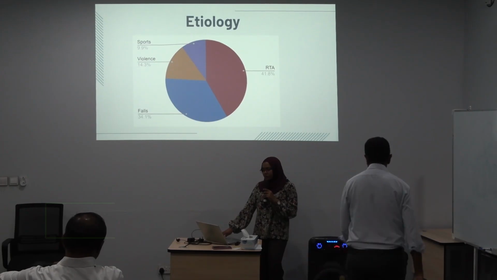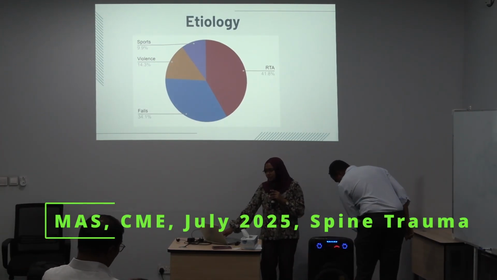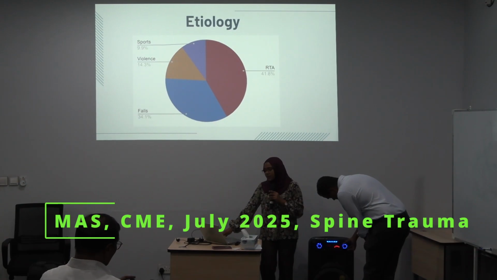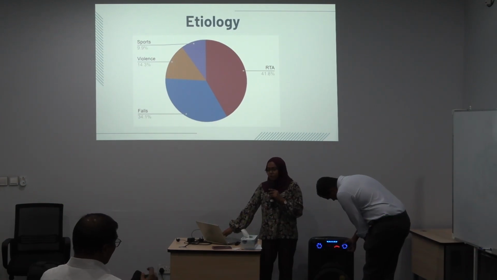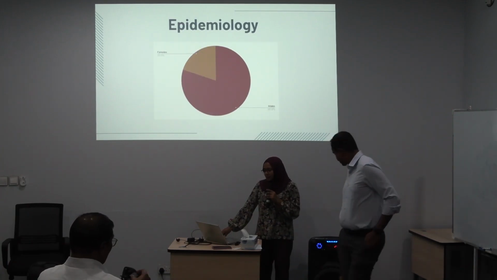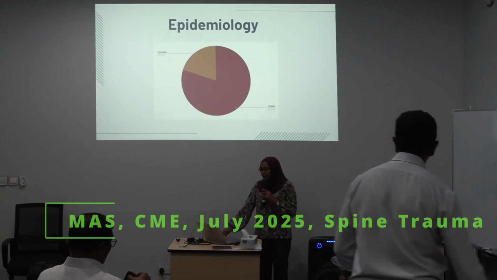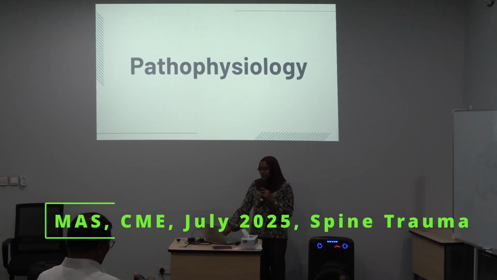The majority of spinal cord traumas are caused by preventable causes, like road traffic accidents, falls, violence, and also some sports injuries. Traumatic spinal cord injuries are more common in males compared to females.